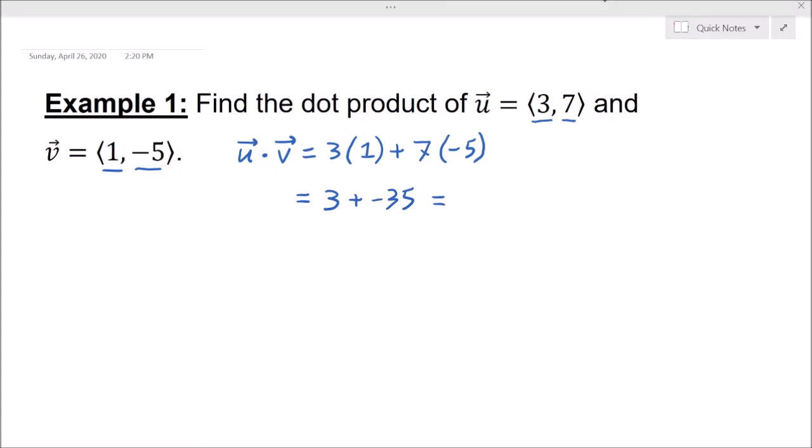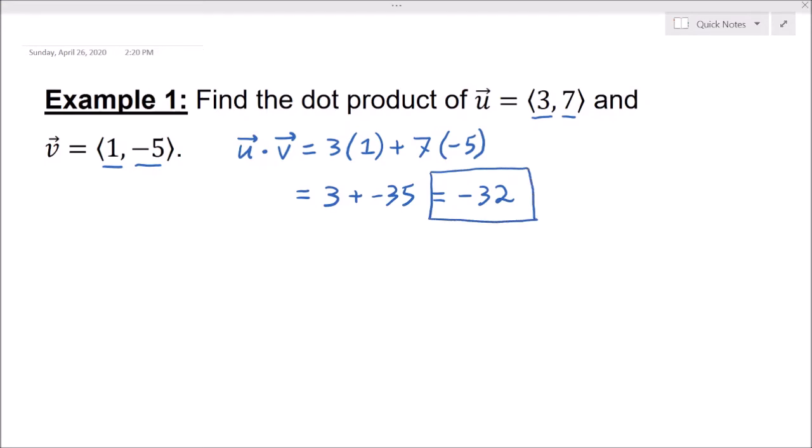Add those together, your final result is -32. So that is the dot product of vector u and vector v. So that's actually it for the basics of dot products. So now the question is, why do dot products matter?